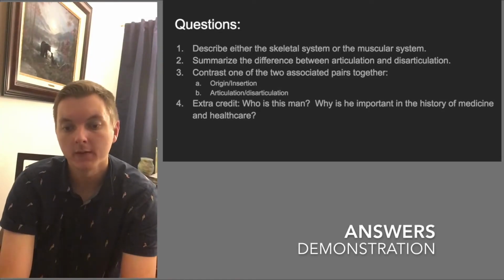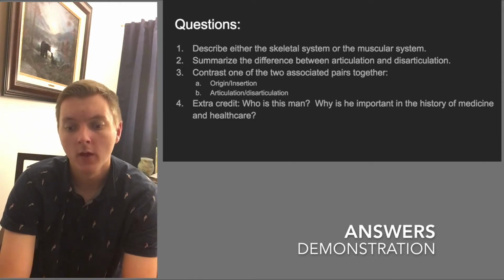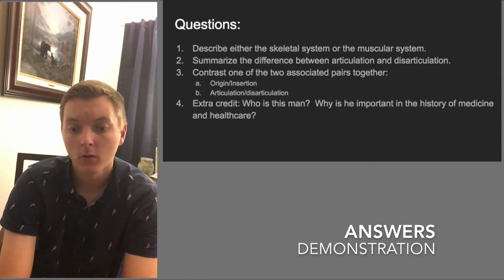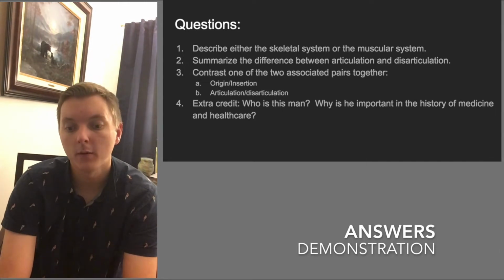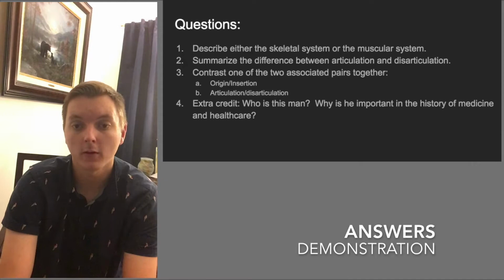In this video, we have some follow-up answers that correspond to the past questions. The first answer corresponds to describe either the skeletal or muscular system. The skeletal system comprises bones and their landmarks. Ligaments connect bone to bone, tendons connect bone to muscle. The muscular system, such as seen with the scapular girdle, comprises origins, insertions, and actions.